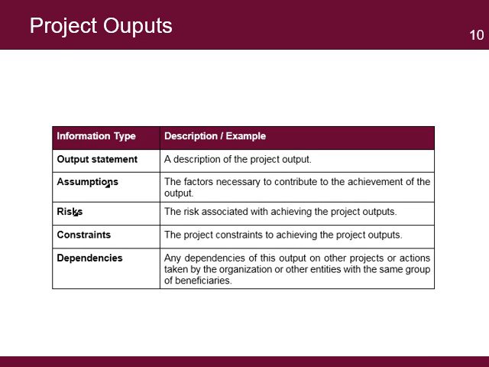Outputs are the direct results of the project activities. This information can include assumptions or factors necessary to contribute to the achievement of the output, the risks associated with achieving the project outputs, and the project constraints and any internal or external dependencies.